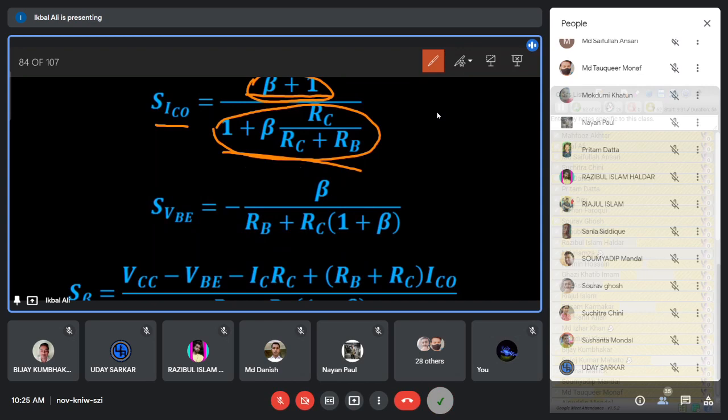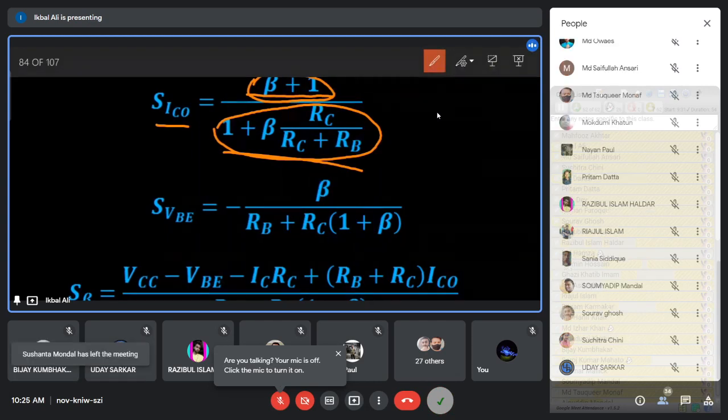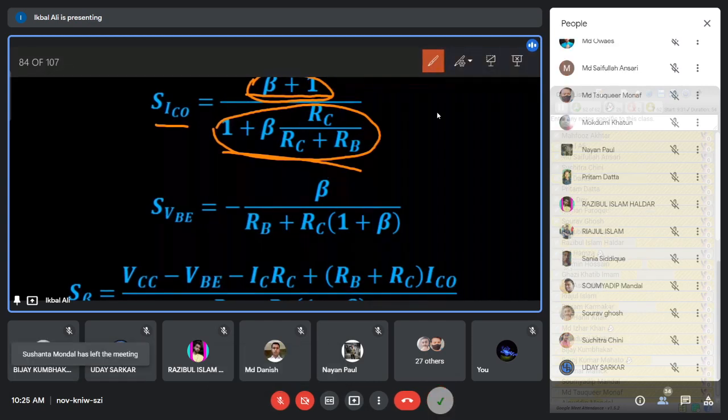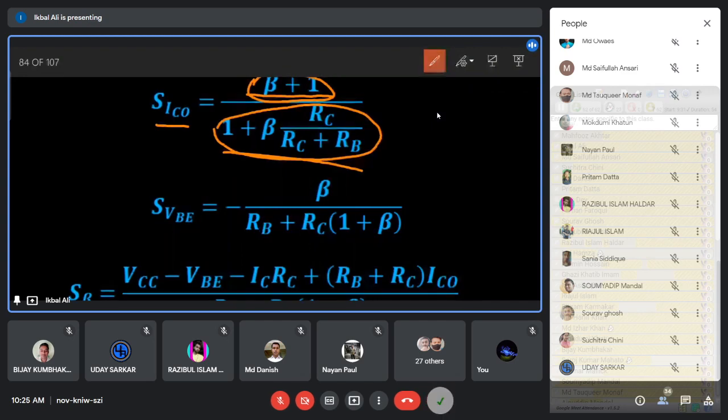This is the reason why the collector to base bias circuit appears compared to the fixed bias circuit. That slight modification: instead of the resistance RB being connected between the VCC and the base, you just connect the RB resistance from the collector to base. That will increase the stability. Why is the construction of the circuit changing? To improve the stability of the fixed bias circuit.